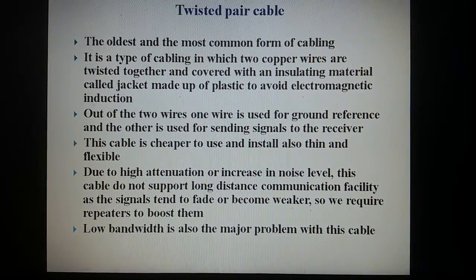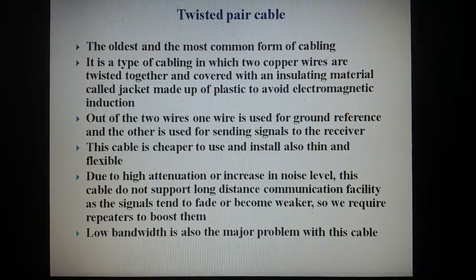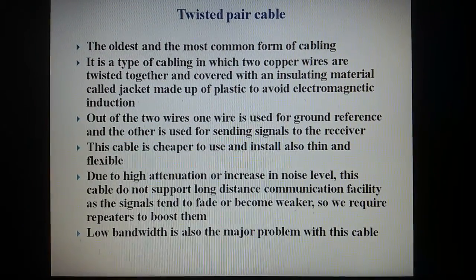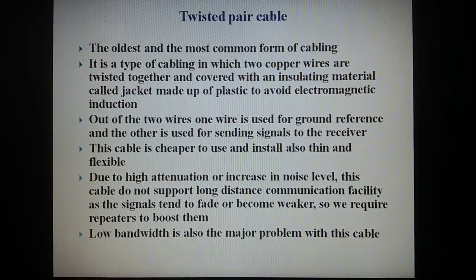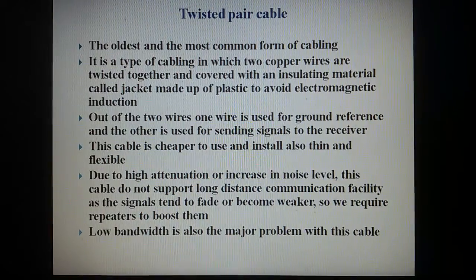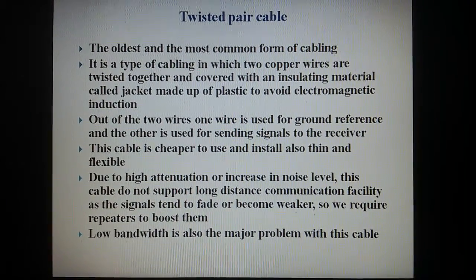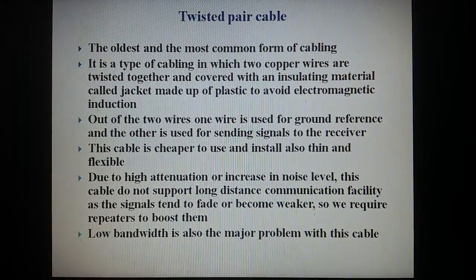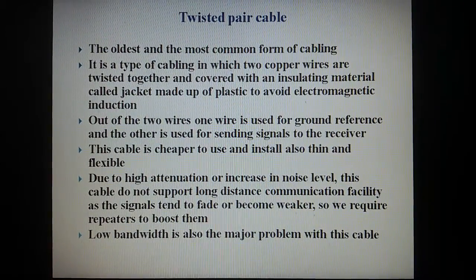Twisted pair cable, the oldest and the most common form of cabling. It is a type of cabling in which two copper wires are twisted together and covered with an insulating material called a jacket, which is made of plastic to avoid electromagnetic induction. Out of the two wires, one is used for ground reference and the other is used for sending signals to the receiver. This cable is cheaper to use and install, and also thin and flexible.